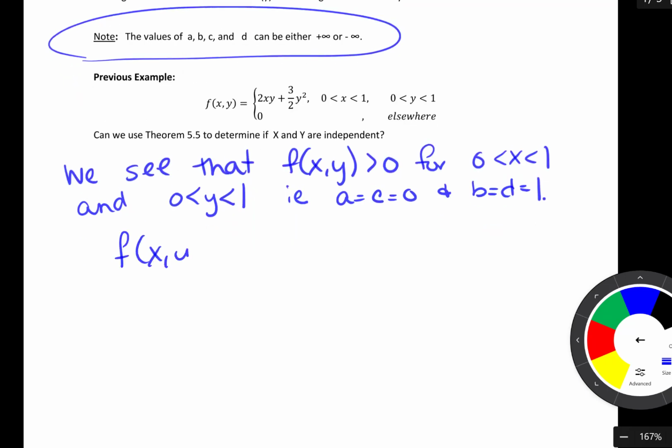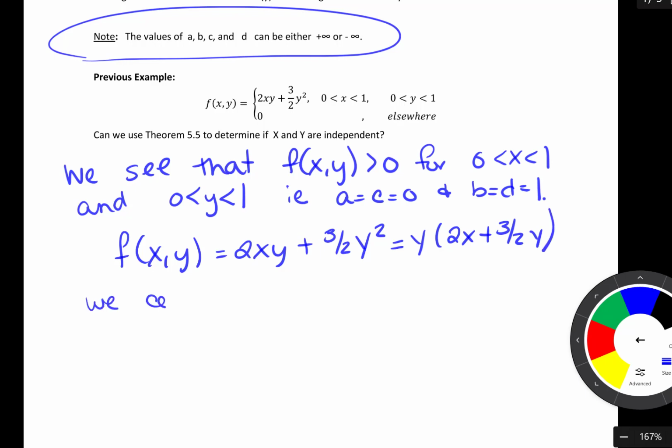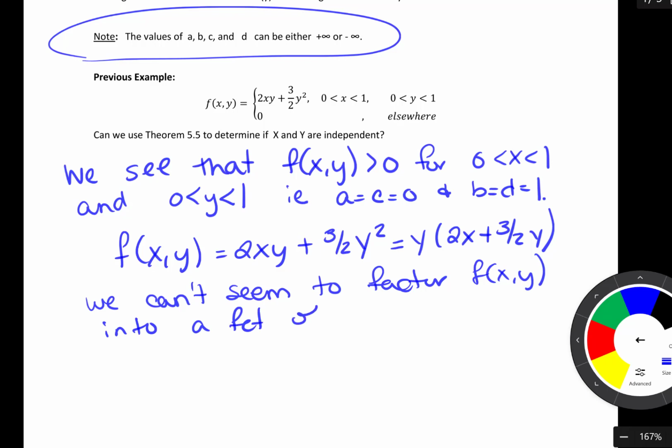And then we have that f of xy is equal to 2xy plus 3/2 y squared. Well, notice this is equal to y times 2x plus 3/2 y. So notice we can't seem to factor f of xy into a function of x and a function of y. But just because we can't do that doesn't prove that they can't be factored. So the theorem actually doesn't help us in this case.